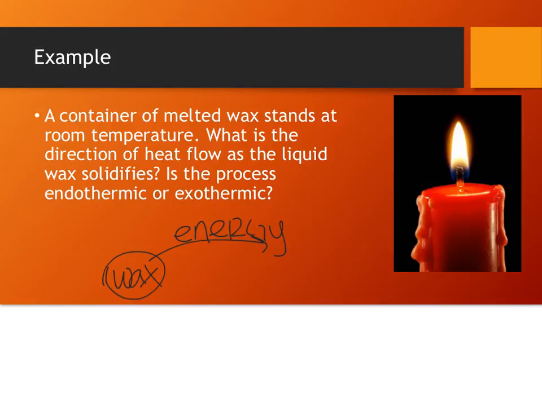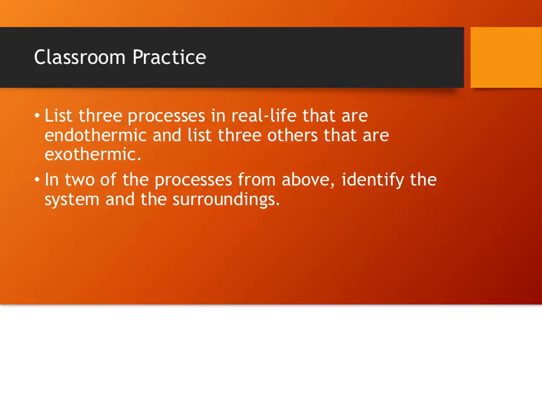That is our example. Here is some practice that you can use during the classroom. If you're watching this at home, I recommend trying it. List 3 processes in real life that are endothermic and 3 that are exothermic. Then for 2 of those, identify the system and surroundings.